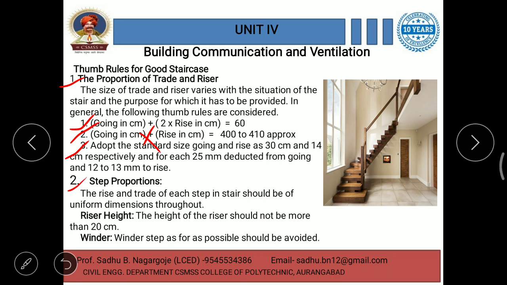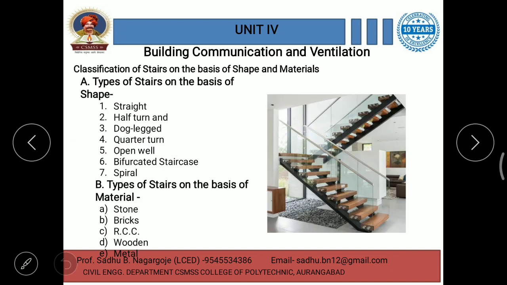throughout. Riser height: the height of the riser should not be more than 20 centimeter. It should be less than 20 centimeter. Winder steps as far as possible should be avoided.